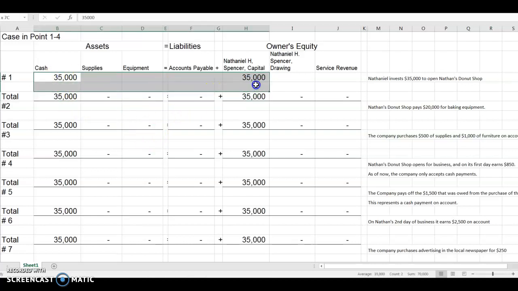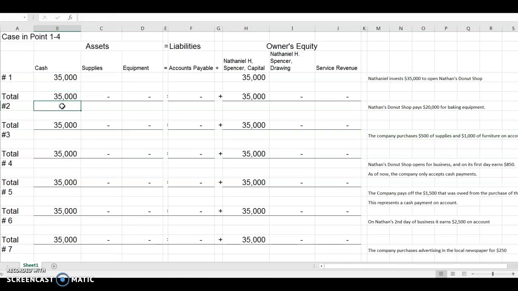And notice this transaction balances, meaning our assets equal our liabilities plus our owner's equity in the actual transaction. And then at the end of the transaction, our accounting equation still balances. Our total assets equal our liabilities plus our owner's equity.